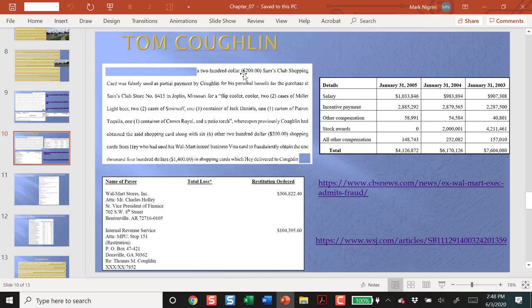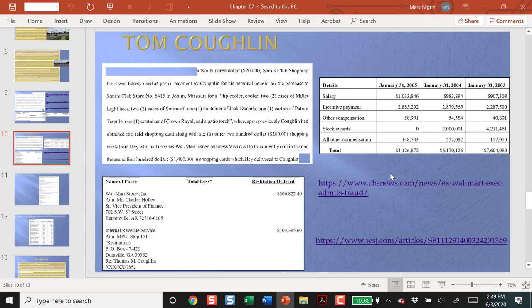He managed to get a $200 Sam's Club shopping card. He got it under the pretenses that he was going to give it to employees as bonuses or something to that effect. And this is what he spends it on: a flip cooler, 2 cases of Miller, 2 cases of Smirnoff, Jack Daniels, tequila, Crown Royal, and a patio torch. If you're going to have a nice party and you earn this kind of money, you really don't have to steal it.